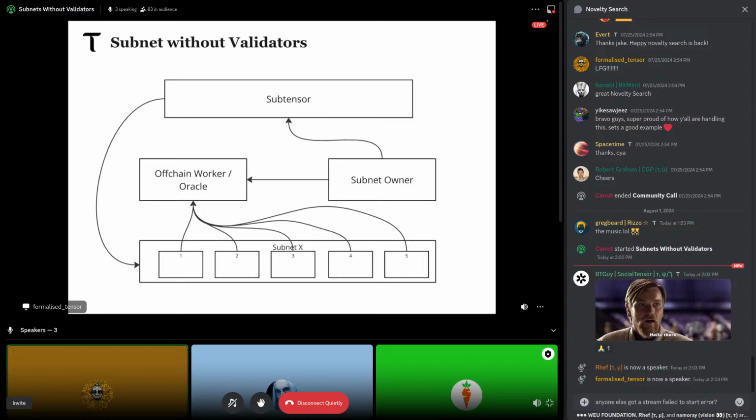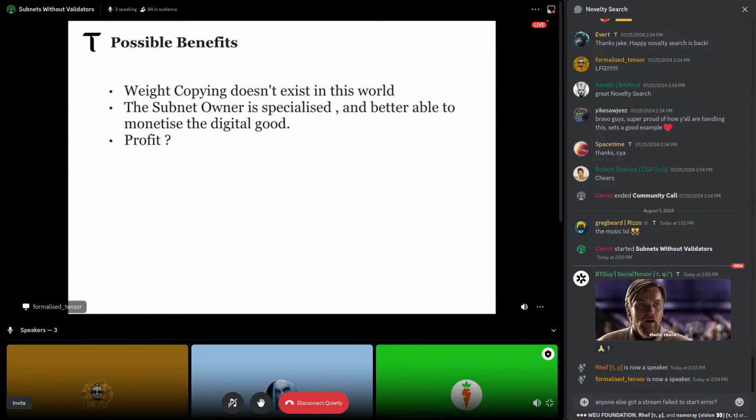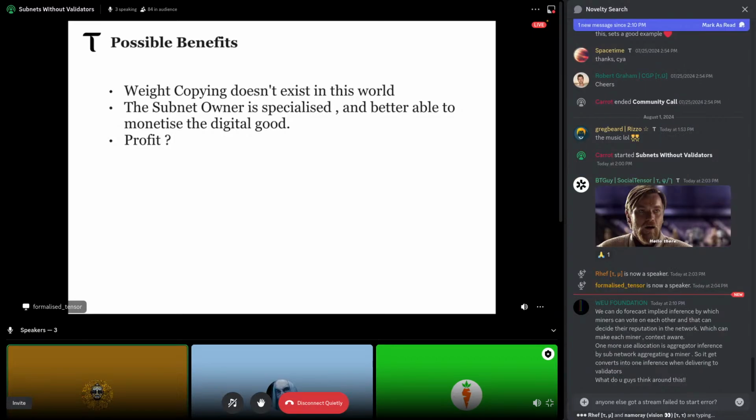It's mainly a thought experiment now, but it could become something, because a lot of the problems we face right now are because we're trying to do subjective utility. But for some goods, like compute and storage, maybe we can produce things that are far better. So, possible benefits: there is nothing like weight copying here because there's only one judge. There's only one ground truth.